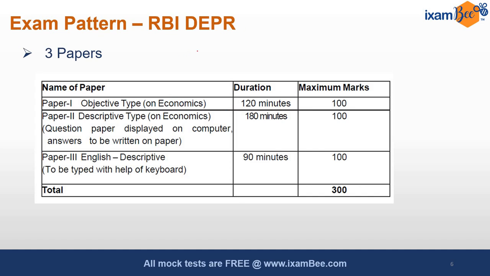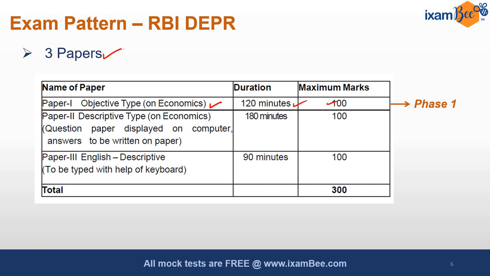So in RBI, as you must be aware, there are 3 papers that you have to write. First is on economics, which is an objective type examination, out of 100 marks, and you are given 2 hours to write that examination, and this is phase 1 of the examination. After this paper, after 20 to 25 days, phase 2 happens, and that is a paper on economics, which is a descriptive type paper. You have to see questions on the screen and you have to write an answer on your answer sheet.